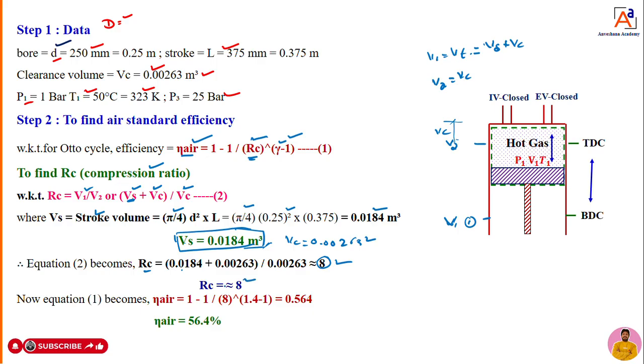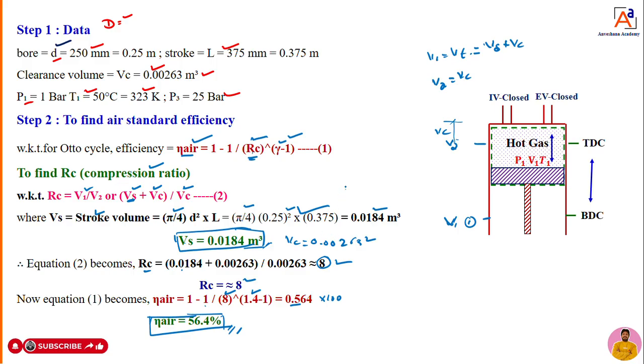Once you know the value of RC, substitute all the values in the air standard efficiency formula. So the efficiency of air is equal to 1 minus 1 divided by 8, which you have substituted, to the power of 1.4, the specific heat ratio for air which is constant, minus 1. On simplification, you are going to get 0.564. Then multiply with 100. Then you will get the air standard efficiency as 56%. This is the first parameter, dear students.